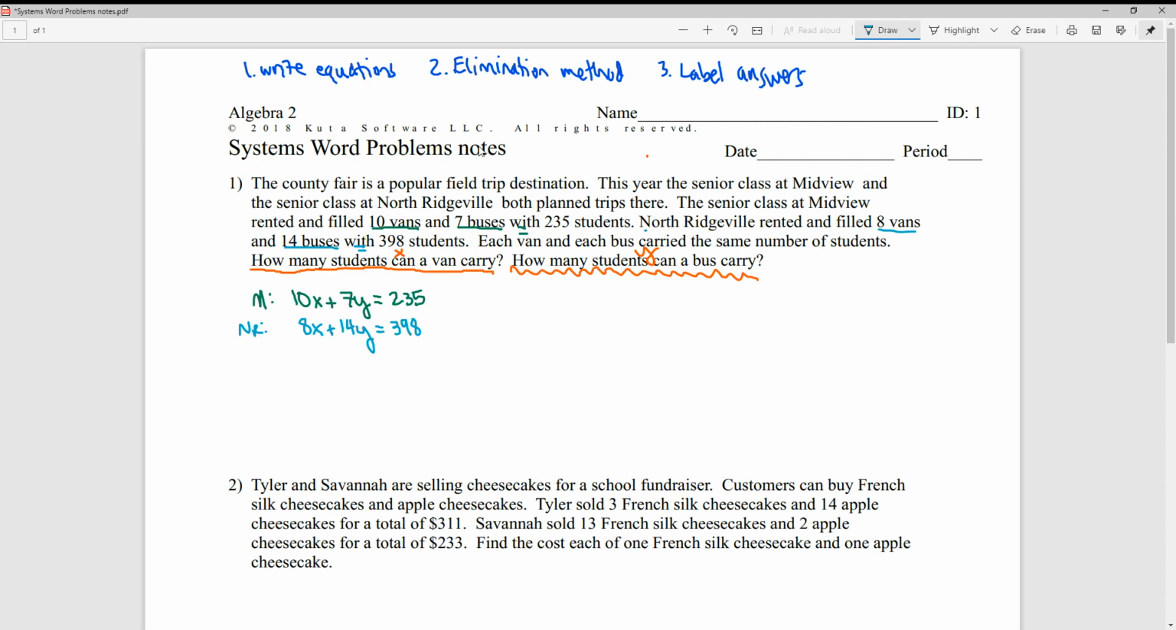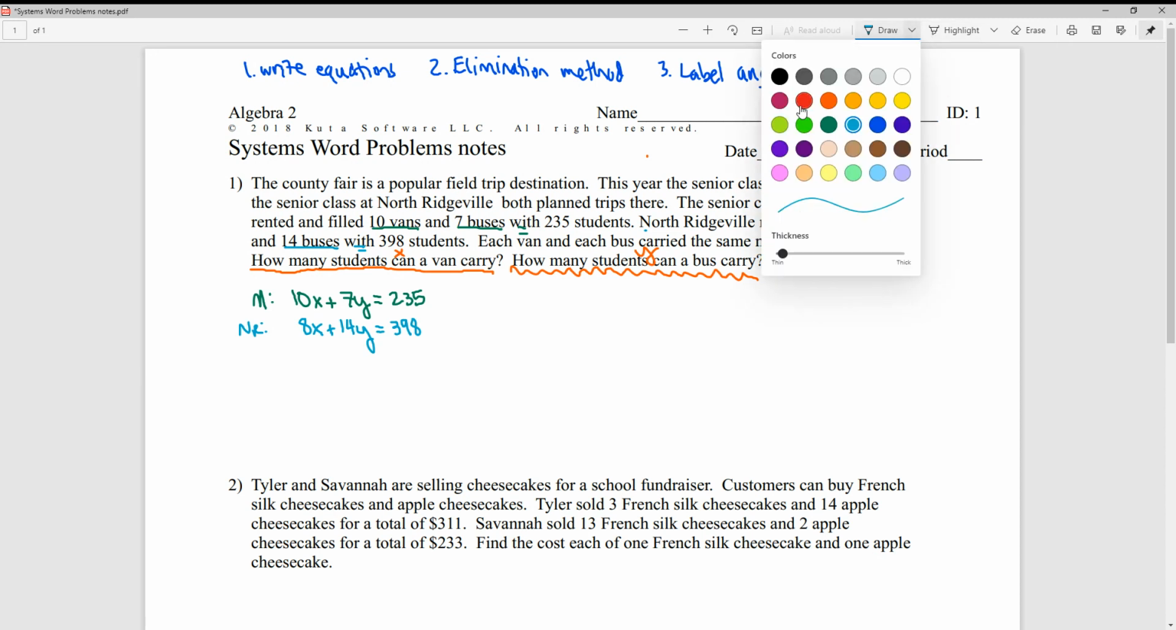So, if you ignore all the words and you ignore the fact I labeled these as Midview and North Ridgeville, these two equations look like what we started with in our elimination problems. In order to solve this by elimination, we need to cancel either x's or y's. You can choose to cancel either one, totally up to you. I'm going to choose to cancel x's.